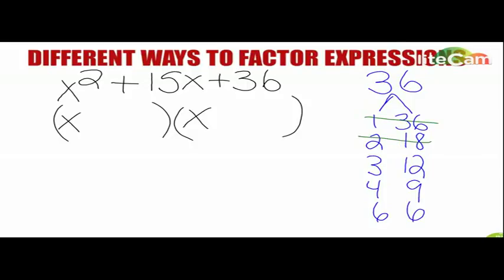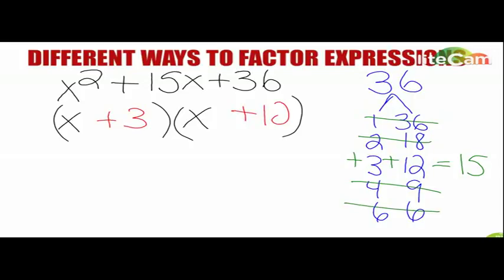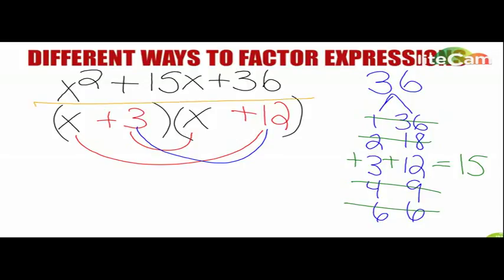So if I've gone through and figured out that 3 and 12 will make 15, then those are the two numbers that I want to try. Okay, I'm going to put a 3 in one factor and the 12 in the other factor. My 3x and my 12x will make 15x. And the 3 and the 12 will make 36. So I know this one's going to work.